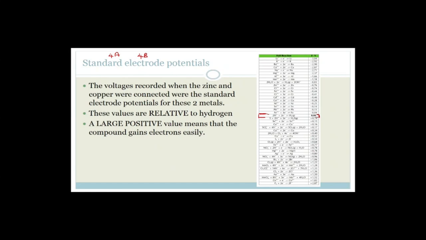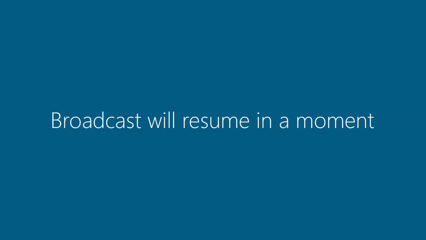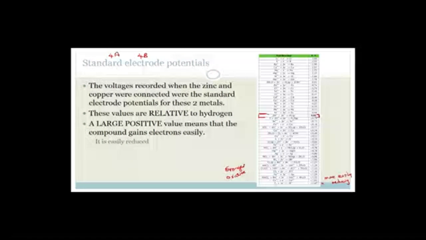So a large positive value means that the compound gains electrons easily, okay? So a large positive means that the compound gains electrons because it attracts electrons. So it just means it is easily reduced. So therefore, these are going to be more easily reduced, okay? These over here, they are more easily reduced. But if they're more easily reduced, what are they? They're obviously stronger oxidizing agents.